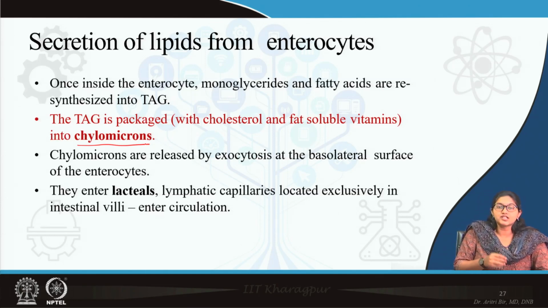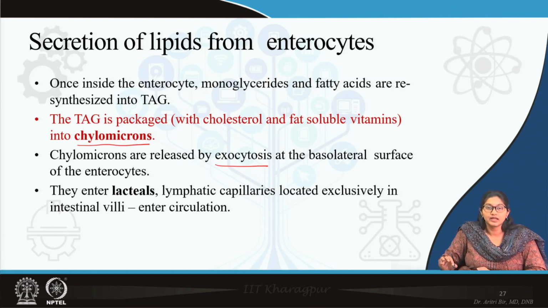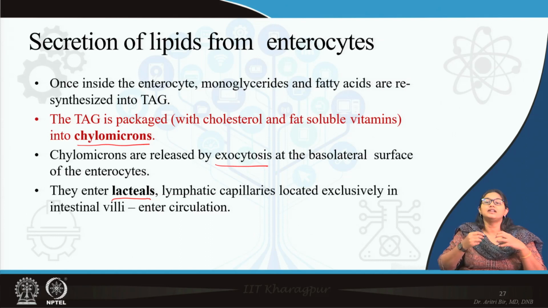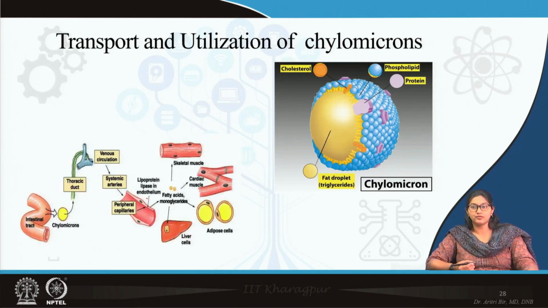Now, this chylomicron once formed inside the enterocyte is released from enterocytes via exocytosis from its basolateral surface, then it is absorbed through lacteals. What are the lacteals? Lacteals are the lymphatic capillaries which are present exclusively inside the intestinal villi. So, basically these chylomicrons are transported through lymphatic circulation. It enters the intestinal villi through lacteals, then it enters the circulation. So, this is how the lipids are absorbed through chylomicron.